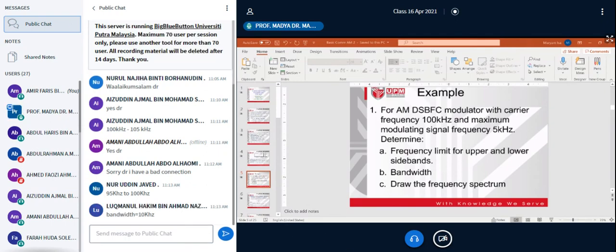Okay. Luqman Hakim, 10 kilohertz. Okay, thank you. So actually, when we ask you the limit, you have to give the maximum frequency or the minimum frequency. Thank you, Nuruddin. So Nuruddin already answered 9 kilohertz to 100 kilohertz. That is the range for lower sideband, and the limit would be 95 kilohertz. Okay, thank you, Luman Hakim. The bandwidth is 10 kilohertz, betul kan?